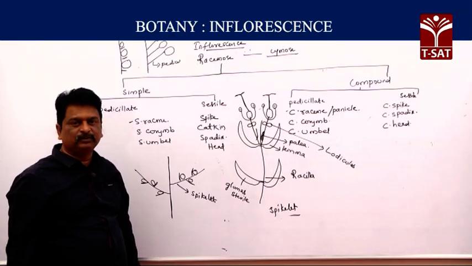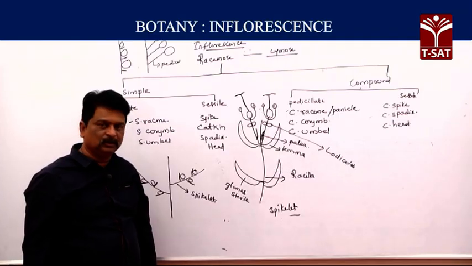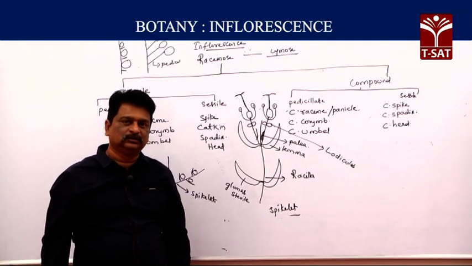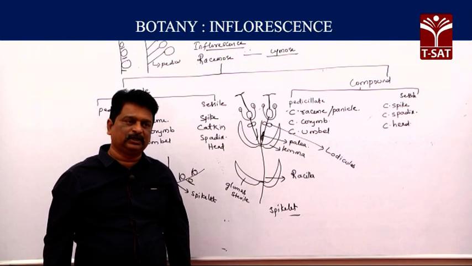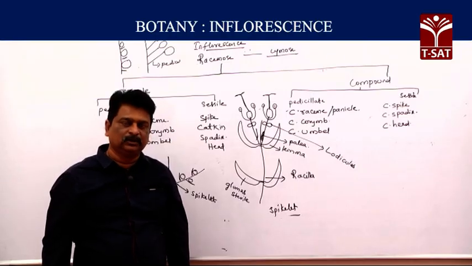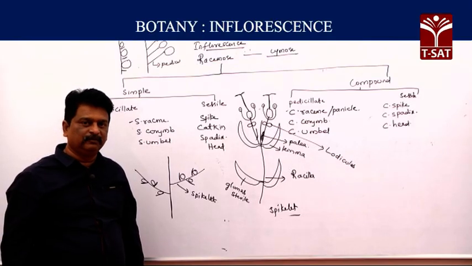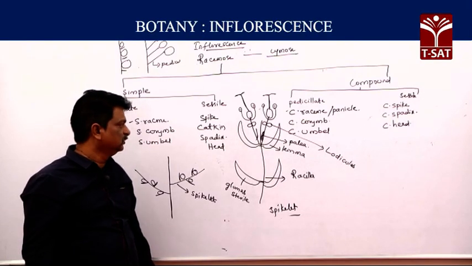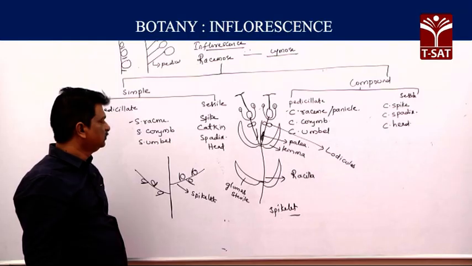Why are these perianth members reduced? This type of inflorescence is common in the grasses. In grasses, pollination takes place by wind, so there is no need to attract insects, so perianth members are reduced. Grasses belong to the family Graminae, the old name, and the new name for Graminae is Poaceae. So this is simple spike and compound spike.